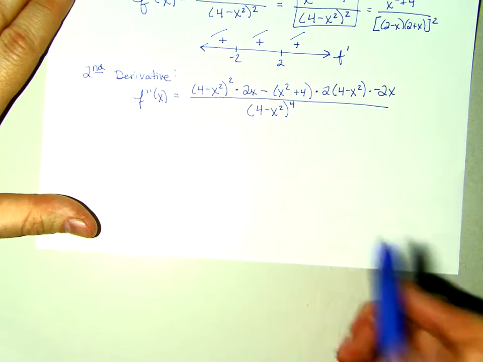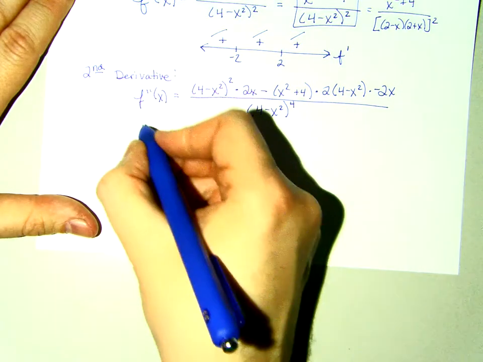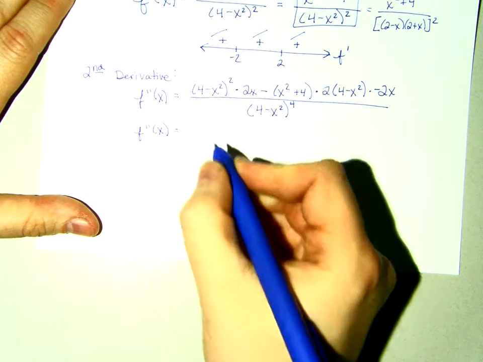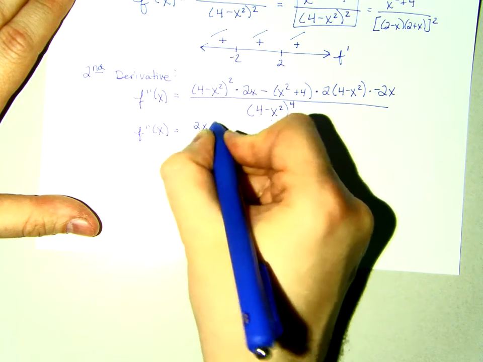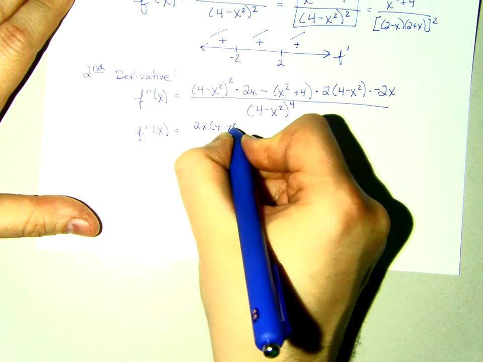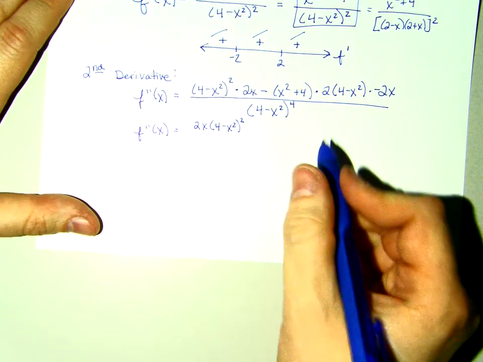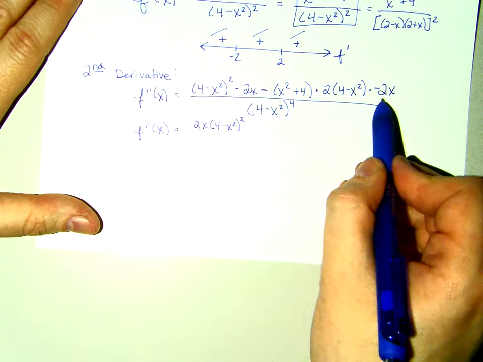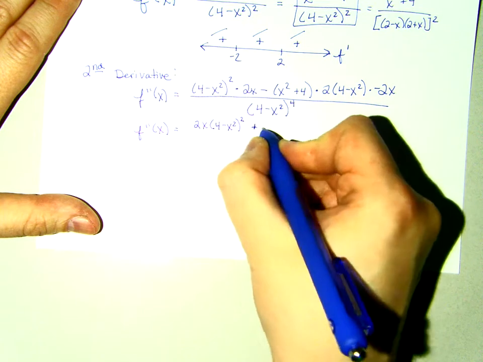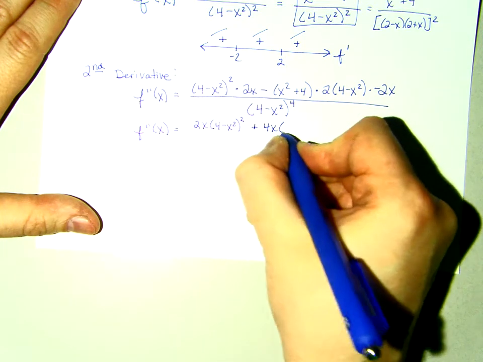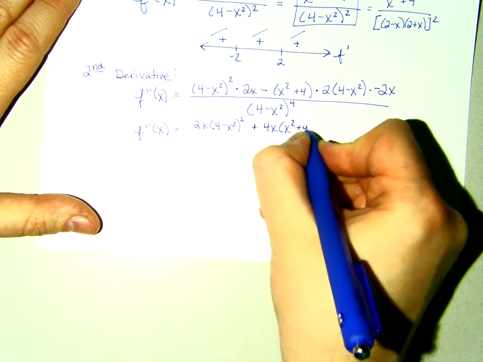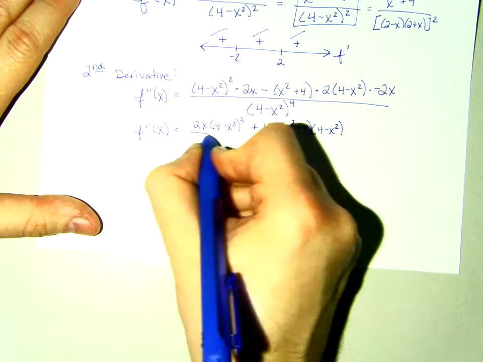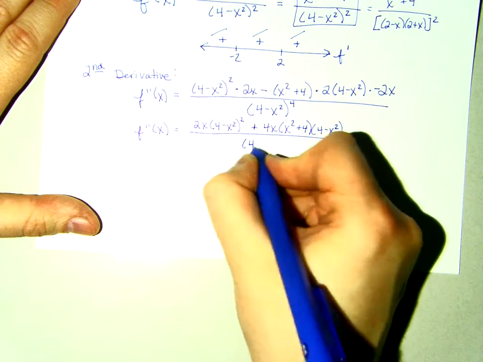Now, I'm going to kind of clean up the two pieces a little bit. I'm going to say f double prime of x equals 2x times 4 minus x squared, squared. Let's see. How about I say minus plus? I'm going to say plus 4x times x squared plus 4 times 4 minus x squared. Still all over this thing.